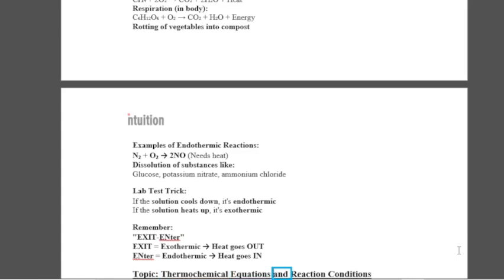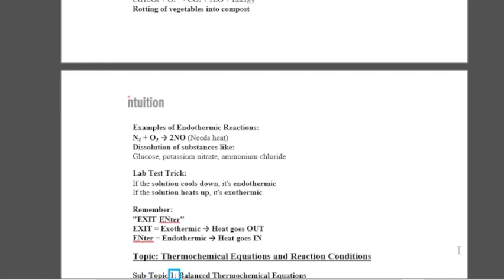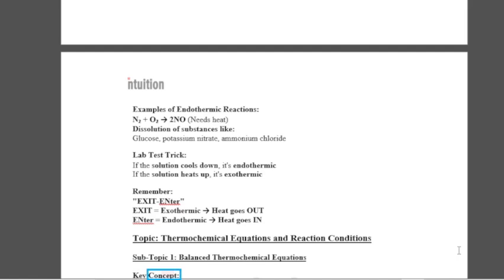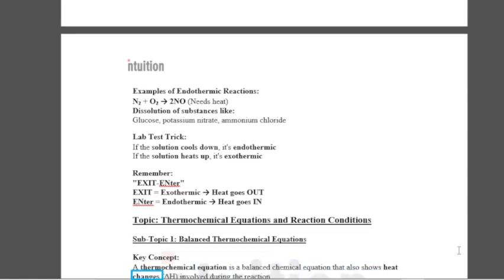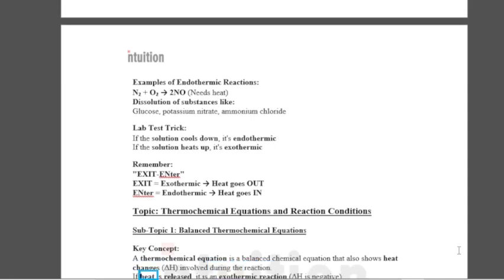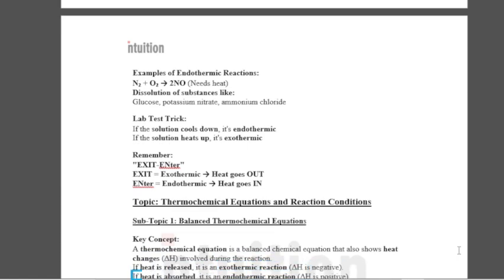Thermochemical equations and reaction conditions. Subtopic 1: Balanced thermochemical equations. Key concept: a thermochemical equation is a balanced chemical equation that also shows heat changes, delta H, involved during the reaction. If heat is released, it is an exothermic reaction. Delta H is negative.